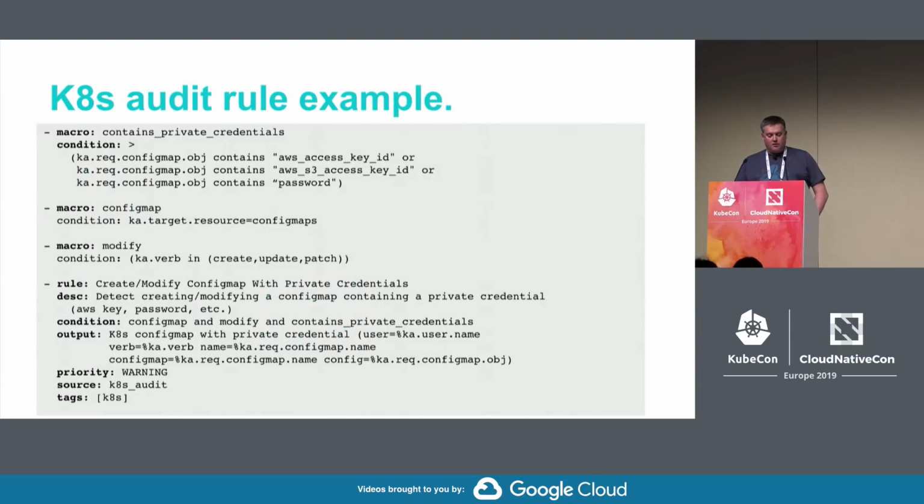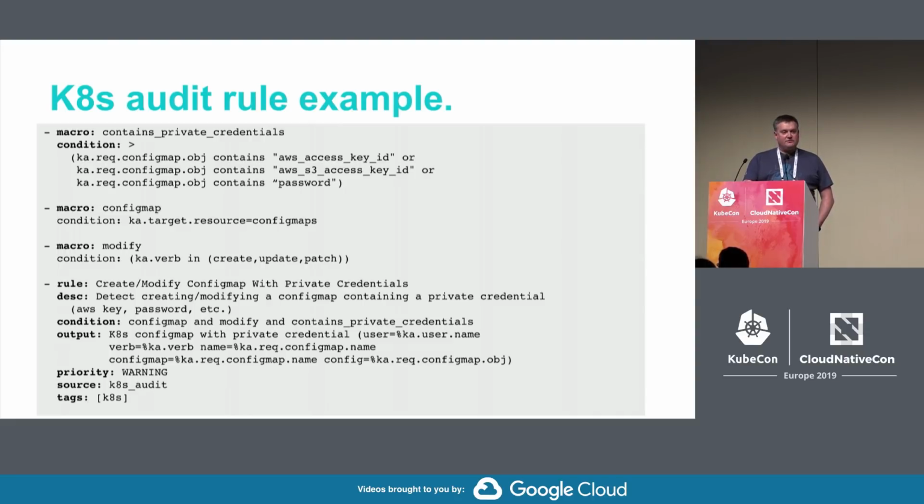Here's an example of what a Falco rule looks like. Again, we're using this use case of a config map with private credentials in it. And we'll just kind of walk through it top to bottom. This is all YAML, and there's two kinds of objects here: macros and rules. Macros are kind of just used for code reuse purposes and structure and that kind of stuff. So the first macro is called create private credentials.